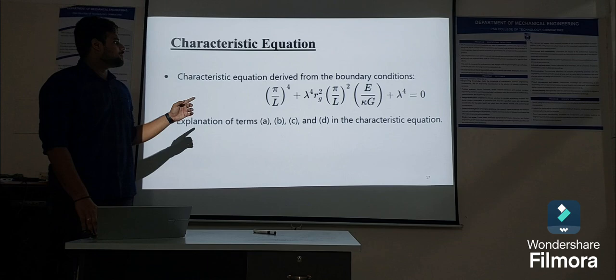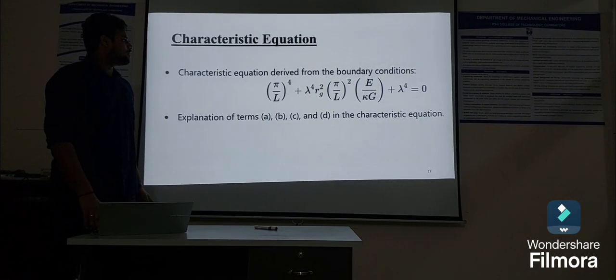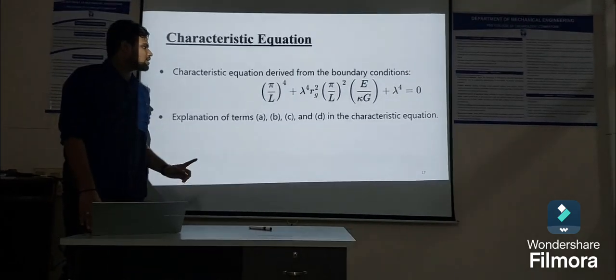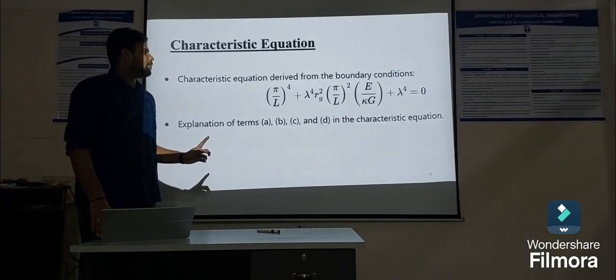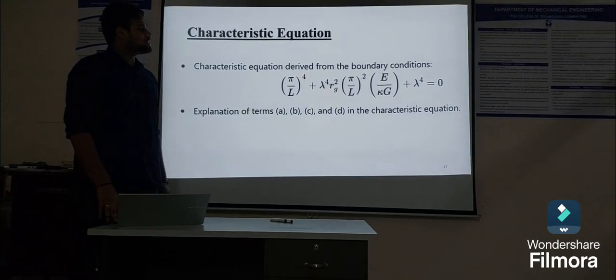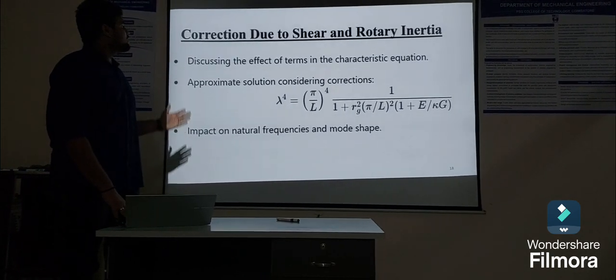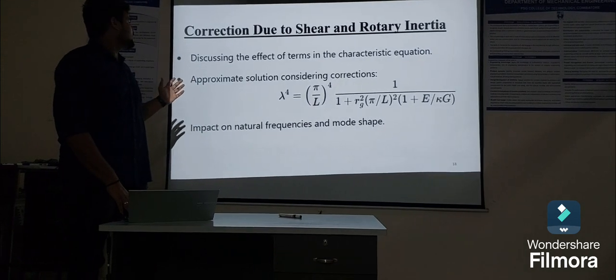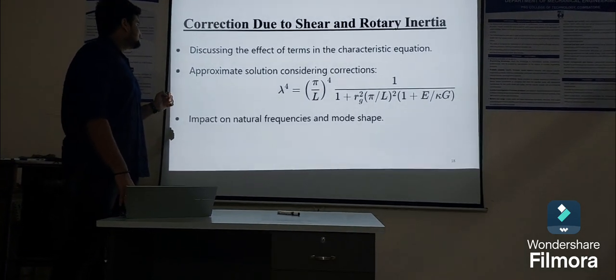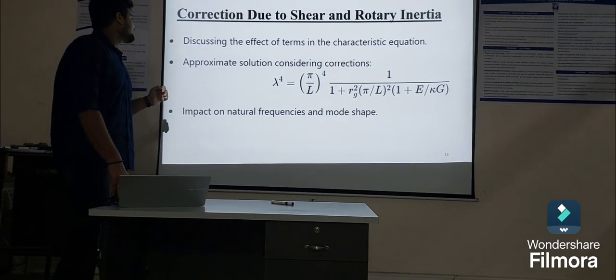The characteristic equation derived from the boundary conditions is (π/L)^4 plus λ^4 into r square into (π/L)^2 into E by kG plus λ^4 is equal to 0. Correction due to shear and rotary inertia. Discussing the effect of terms in the characteristic equation.